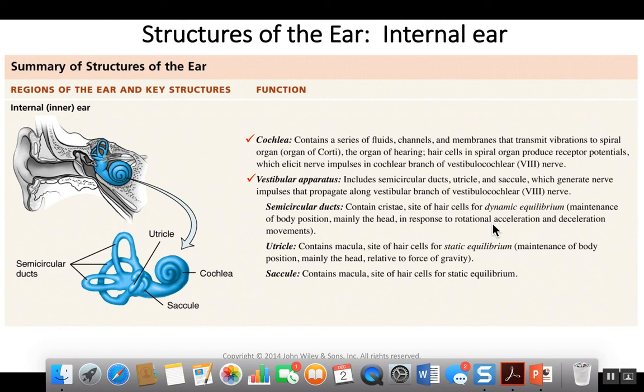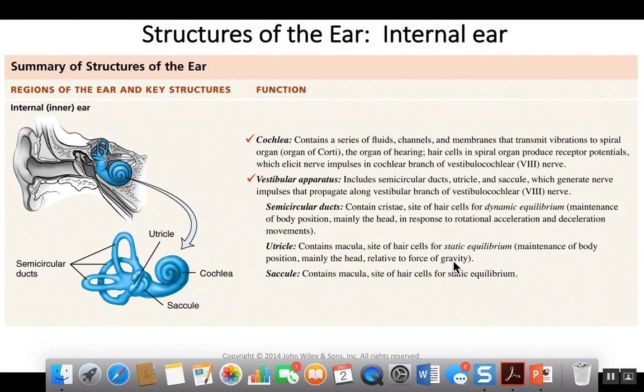When that occurs, we must be able to balance, which is done using the semicircular ducts. These structures are involved in your dynamic equilibrium. The utricle and saccule are involved in static equilibrium. Static equilibrium is maintenance of the body position, mainly your head, relative to the force of gravity.